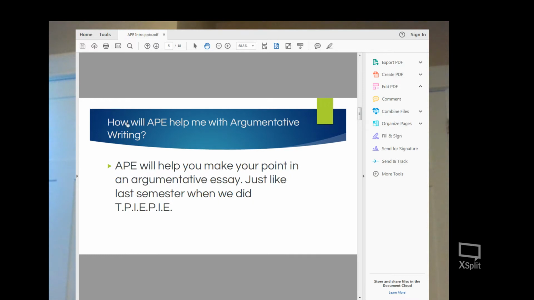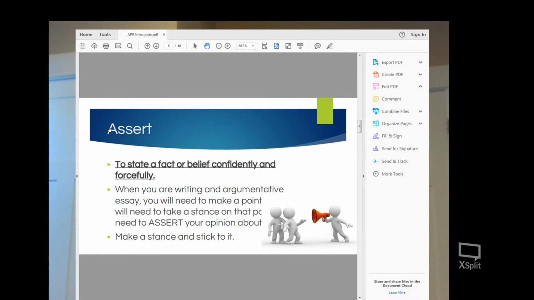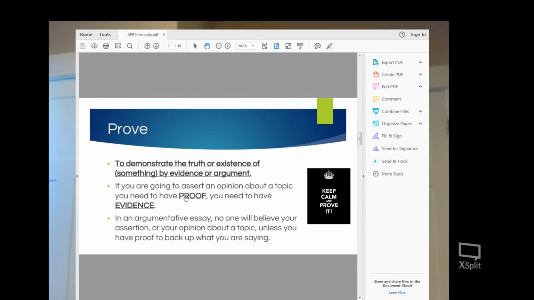So let's go through what each of the letters in APE stands for. A stands for assert, which means to state a fact or belief confidently and forcefully. When you're writing an essay or any type of writing really, you'll need to make a point. You will need to take a stance and you need to assert your opinion about it. So you make a stance and you stick with it.